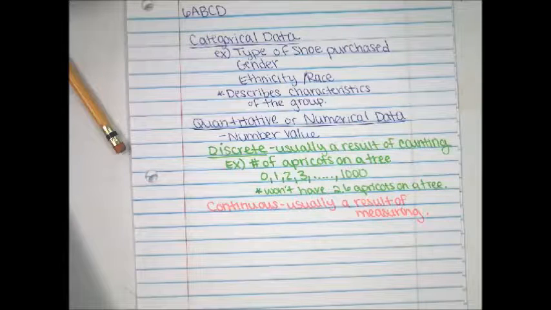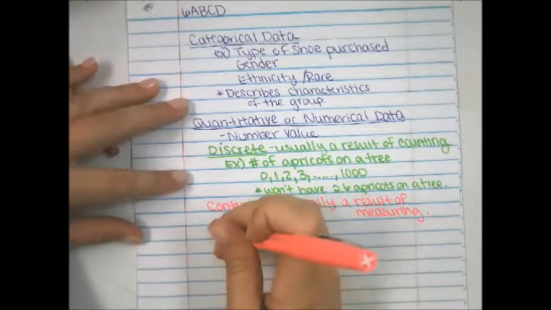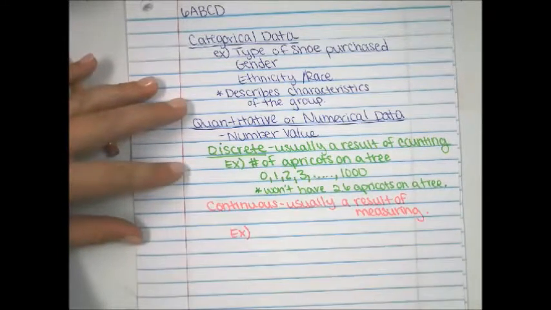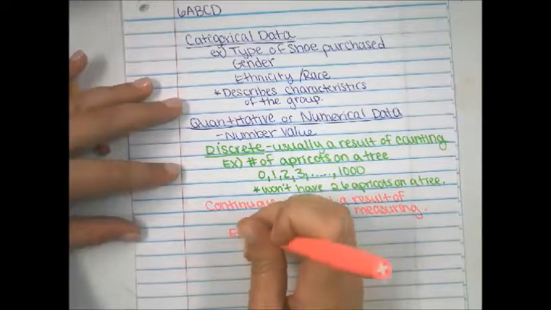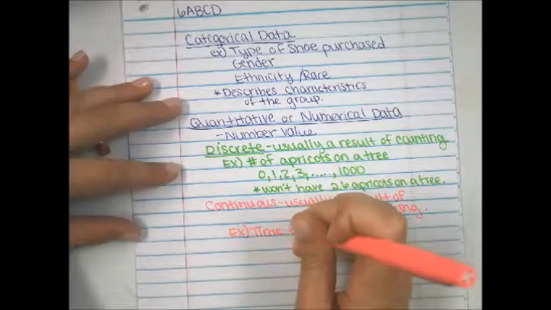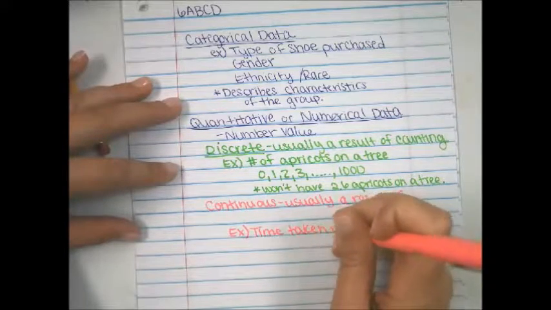So this is usually a result of measuring. My examples that I mentioned a second ago about running a race or hitting a baseball would be examples of continuous data. So time taken to run a race.